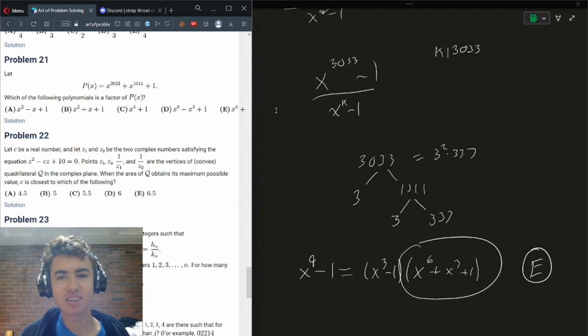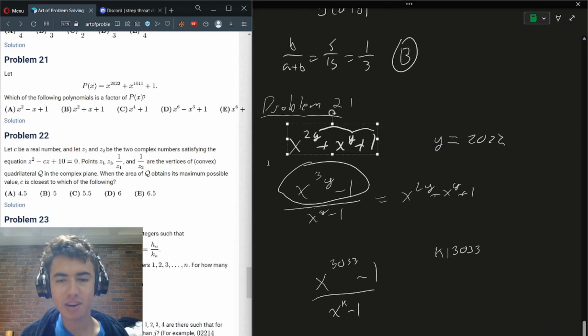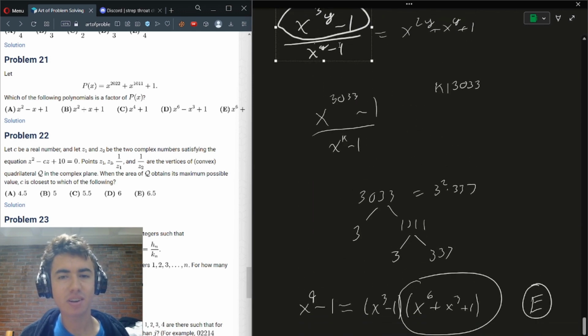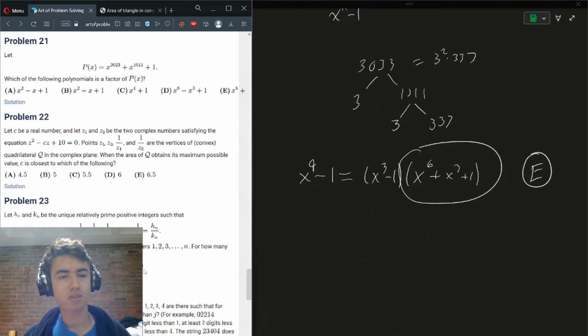And it is correct. So you see, whenever you recognize this, write it in this form, and then in this case, it was just seeing what the other factors are. Anyway, on to problem 22.